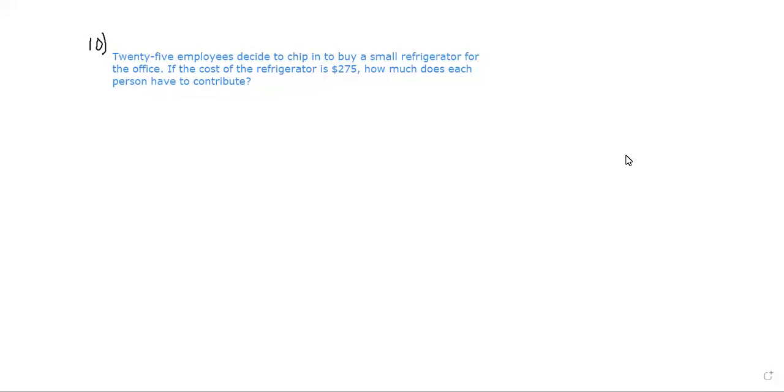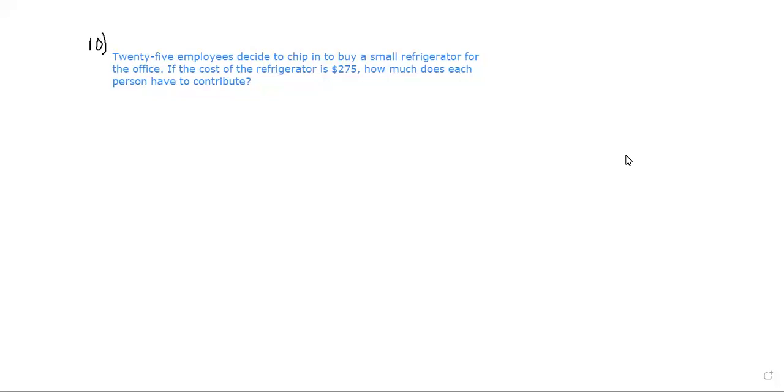Okay, so this is a high school assessment question in division. This is question number 10. The problem states: 25 employees decide to chip in to buy a small refrigerator for the office. If the cost of the refrigerator is $275, how much does each person have to contribute?